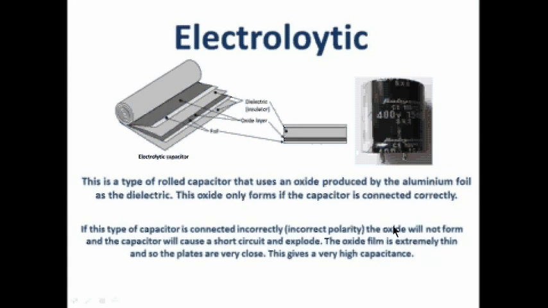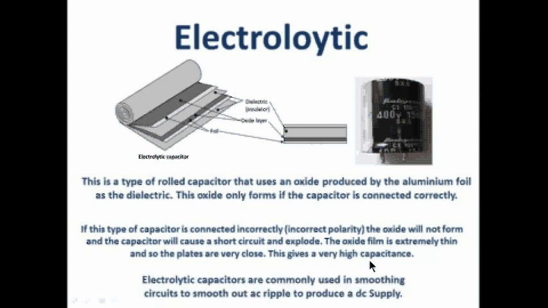The oxide film is extremely thin, so the plates are very close, so that distance between the plates is very small, and so it gives a very high capacitance. Commonly used in smoothing circuits to smooth out AC ripple to produce a DC supply, and we'll look at that when we look at diodes in the next section.